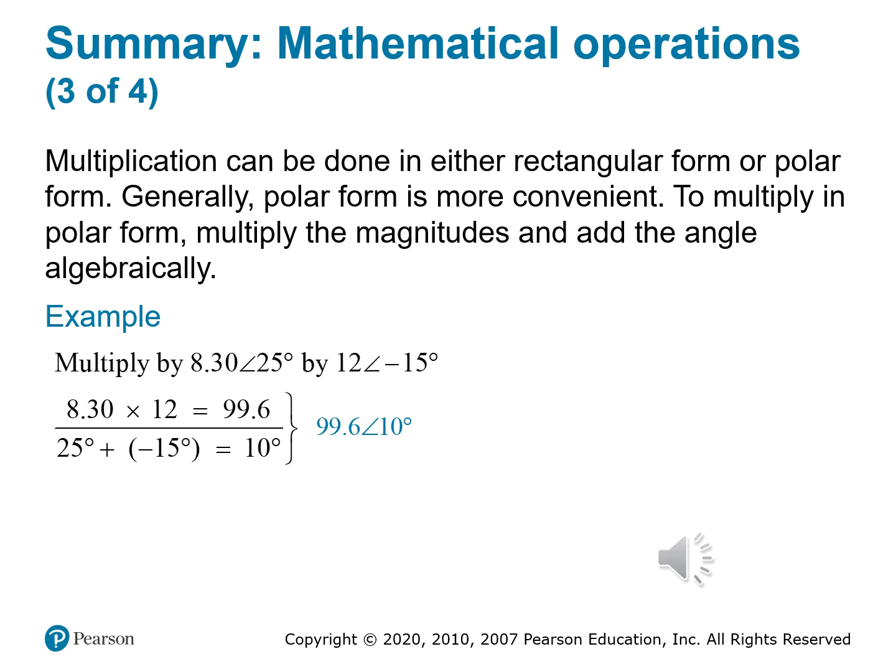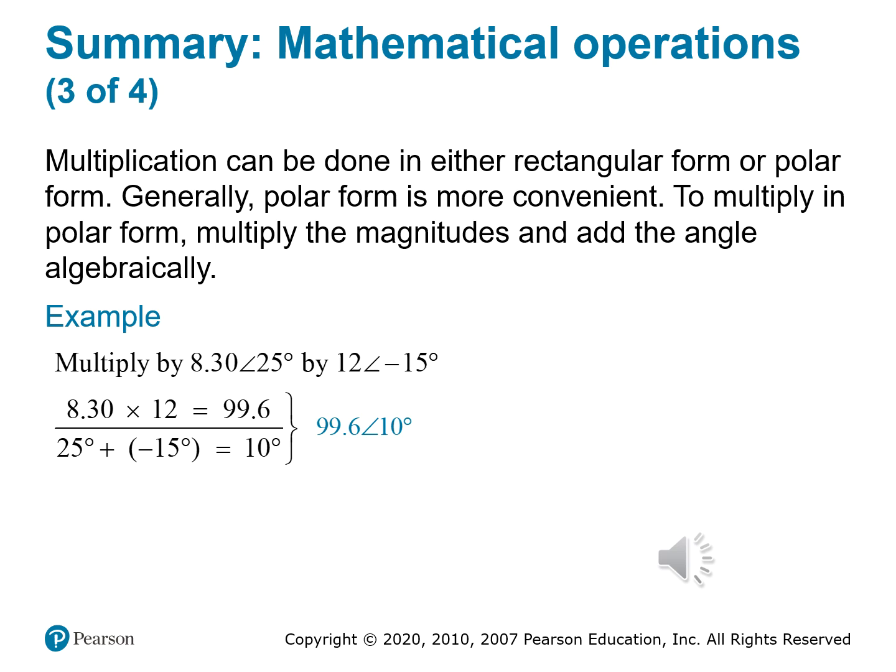And here's the situation. Let's say you have two phasors, not the Star Trek kind of phasors, but mathematical phasors. One of them is 8.30 at an angle of 25 degrees, and the other one is 12 at an angle of negative 15 degrees. If we multiply them in polar form, we do something very beautiful and very simple. The key is to multiply the magnitudes and add the angles.